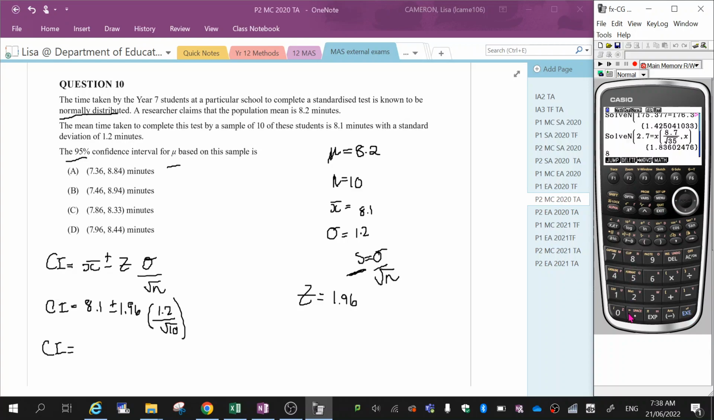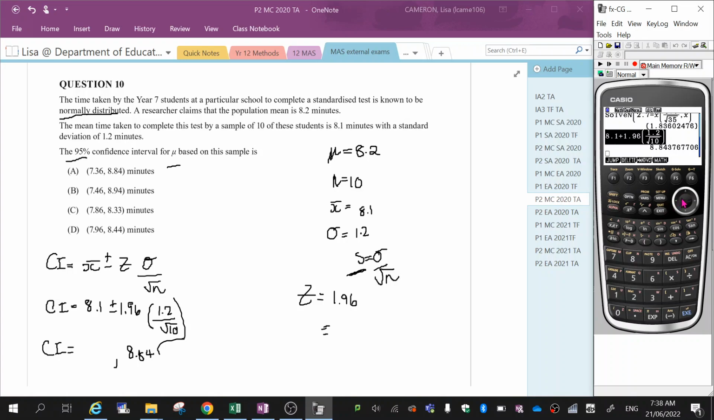Okay, so 8.1 plus 1.96, bracket, fraction button, 1.2 over the square root of 10. Execute, and you get, now because I put a plus in there, our confidence interval is going to be, the upper will be 8.84, that's what that'll round to.